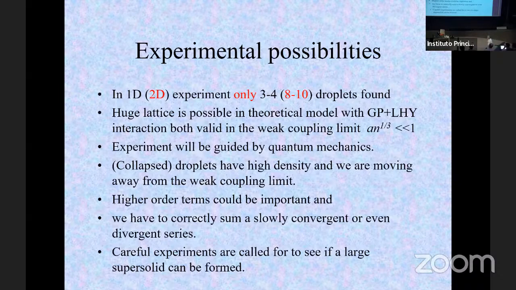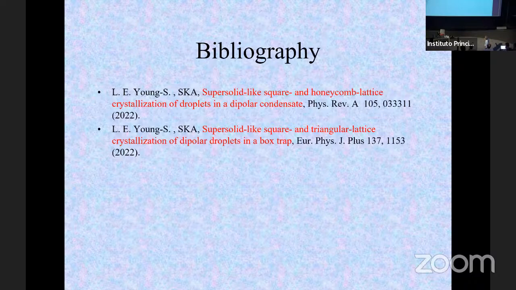But I believe that the Lee-Huang-Yang correction, which is valid in the weak coupling limit, is being used in a relatively stronger coupling limit, and it is generating too much repulsion in the theoretical model. Because of that large repulsion, the system cannot collapse and we form a big droplet lattice. That repulsion should somehow be attenuated, reduced. In that case, so many droplets will not be formed. We published these papers on this.